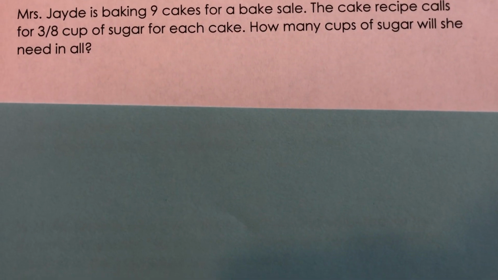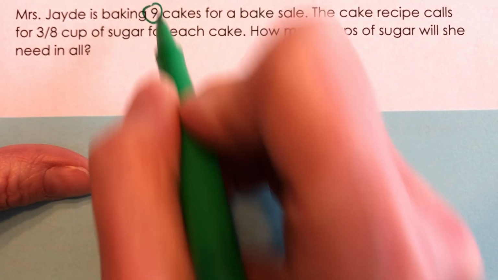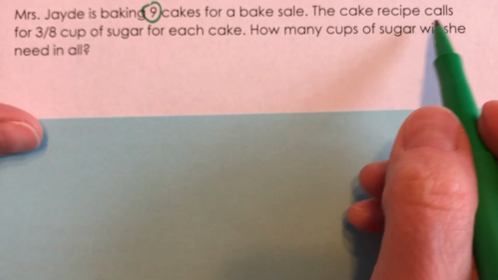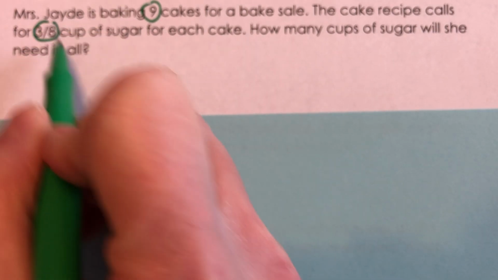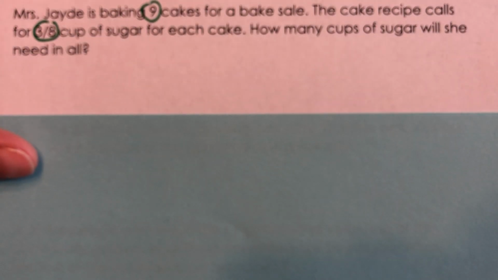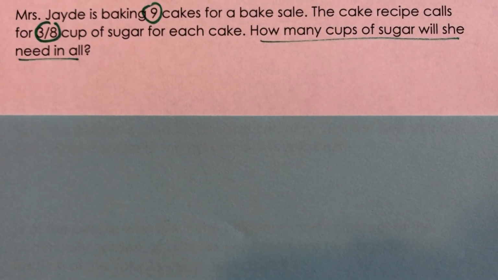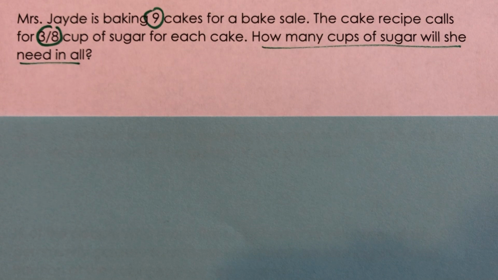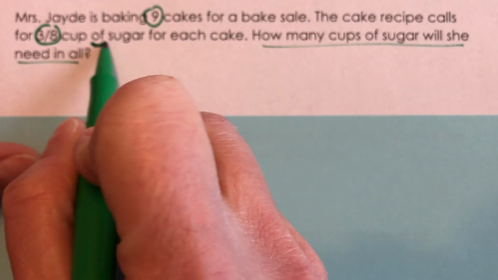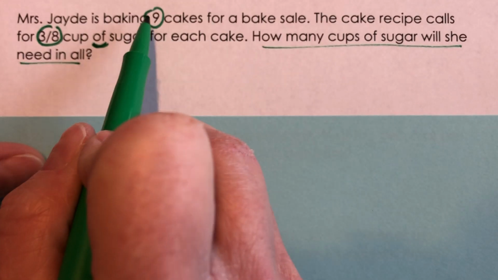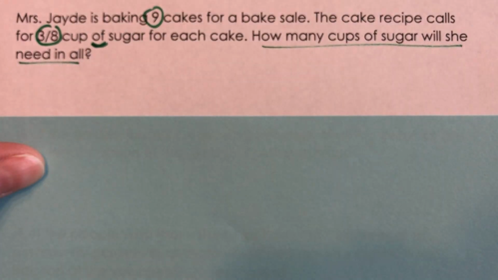Okay, Mrs. Jade is baking 9 cakes for a bake sale. The cake recipe calls for 3/8 of a cup of sugar for each cake. How many cups of sugar will she need in all? Now I know when you see in all, we think, oh, this is addition. It's not. When you see those words like in total or in all, that could mean multiplication as well. And the way to tell is this of. I'm taking part of a whole, okay?